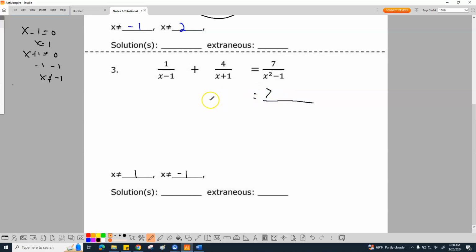My next steps are rewrite the problem, but give yourself a lot of space. Give yourself a lot of space. This is it right there. And then here we go.